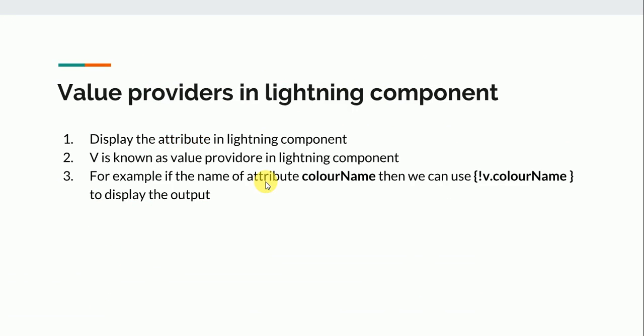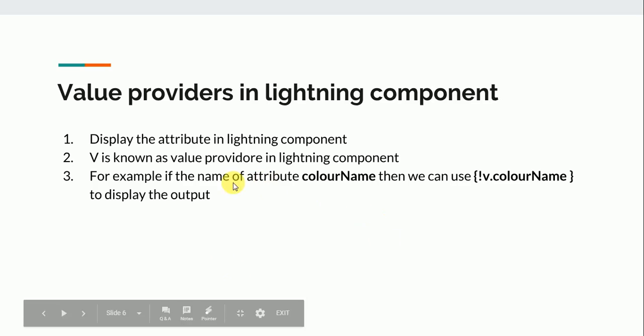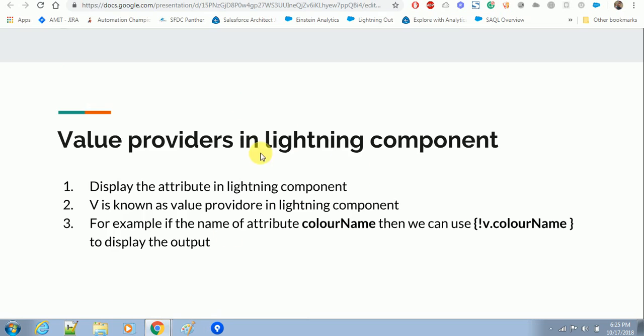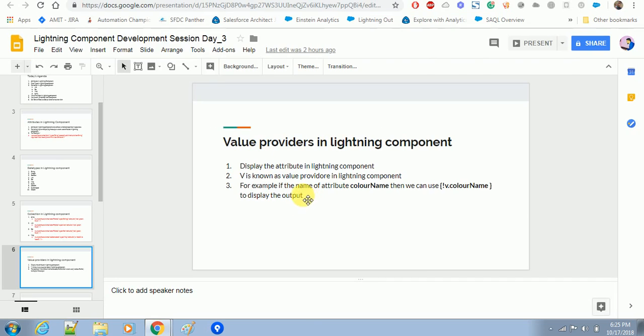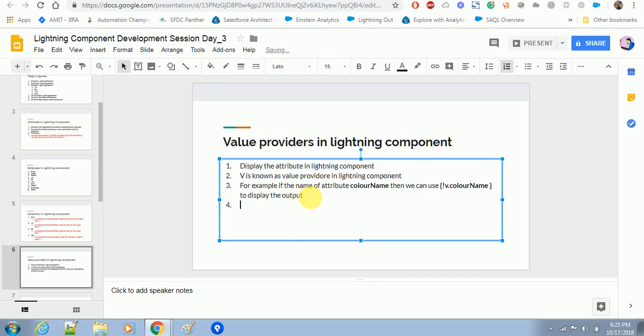Value provider in Lightning components. In an Apex class, if you want to use the value of any variable or property that we declared, we just use the name of that variable inside the Apex class. Or if you want to use that property inside the VF page, then we just use a simple syntax: curly braces, exclamation mark, and the name of the variable.